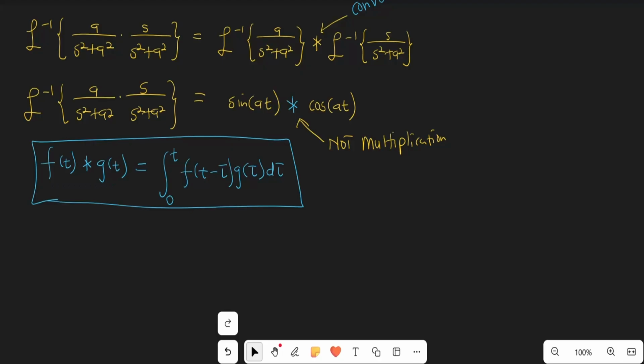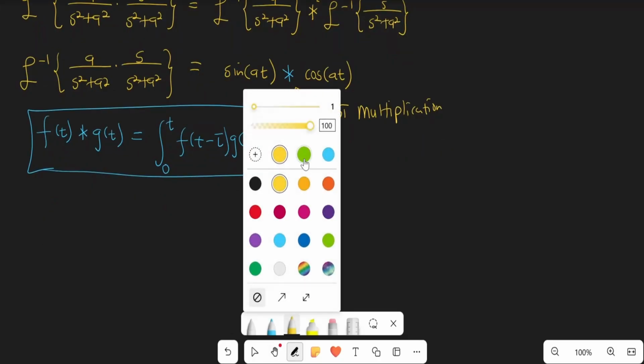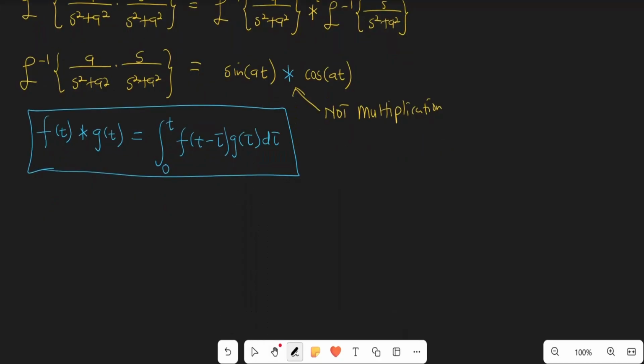Right, so now the task here is, how do you take the Laplace transform of the convolution? So let me do it in a different color. The task is, how do you take the Laplace transform of the convolution, that is f of t convoluted with g of t? I must warn you again, this one is not multiplication, that is just simply convolution.